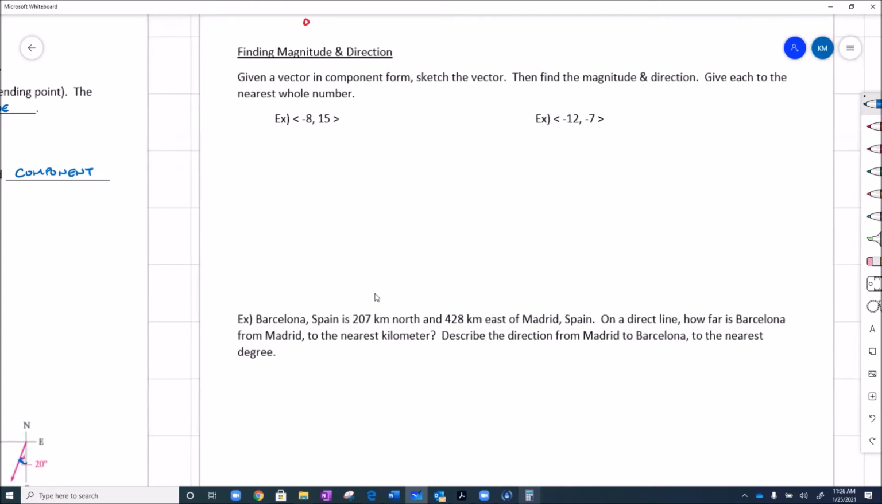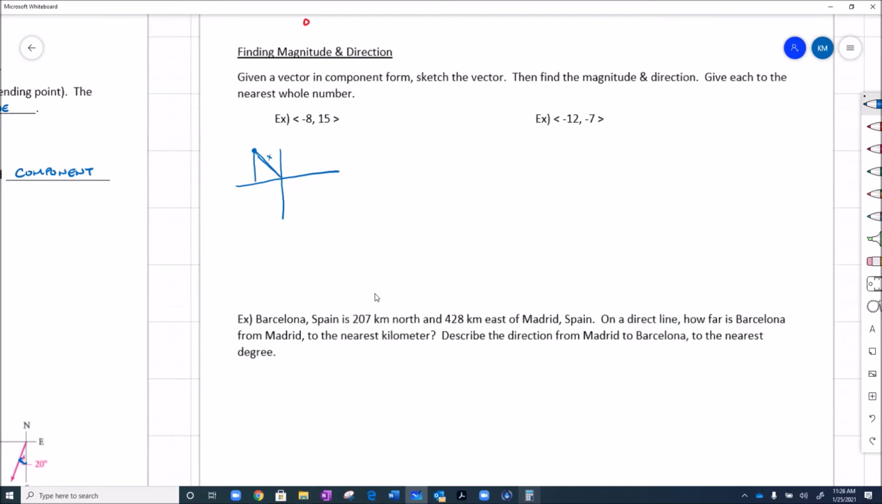Here it says find the magnitude and direction, okay, given component form. So here they give us negative 8, 15, and how we can think about that is they've given us the coordinate for where our magnitude, our vector ends. So negative 8, 15 would be somewhere right here. That's what they've given us. Now, we know that this line's from here to here, but what we don't know is what the length of this line is, or the magnitude of this line is.